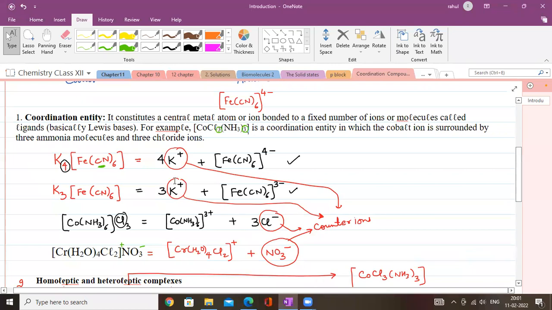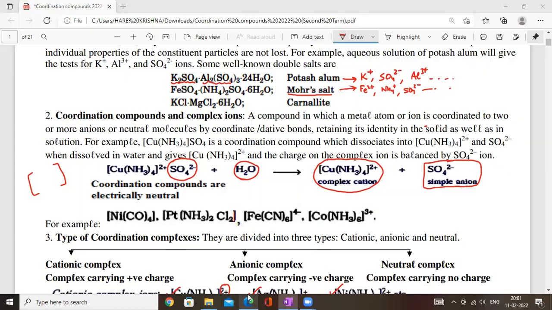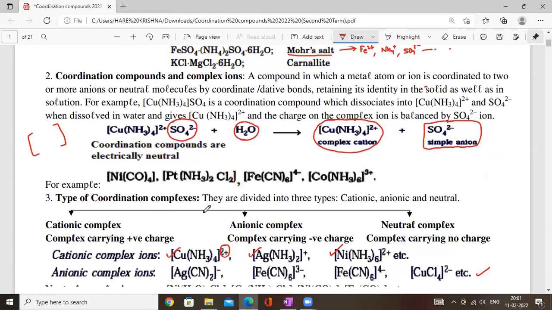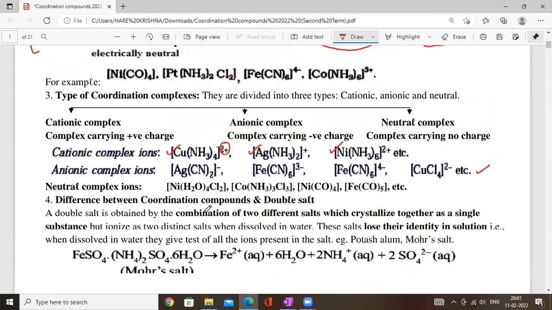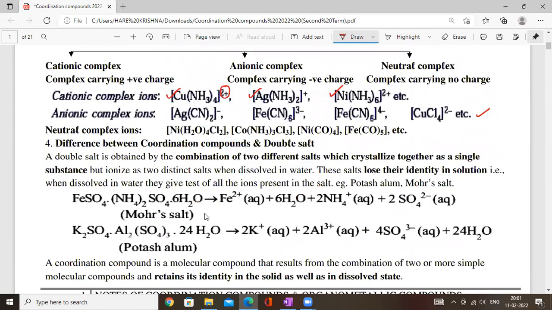Only the counter ions which are kept outside the coordination entity will give the test. The rest are not capable of it. As I said, double salts lose their identity in aqueous solution whenever they are dissolved in water. As I have given you FeSO4, Mohr's salt, it will give the test of ferrous ions, ammonium, sulfate, etc. And in the same way, potassium aluminium sulfate also will give the test of potassium, aluminium, etc.